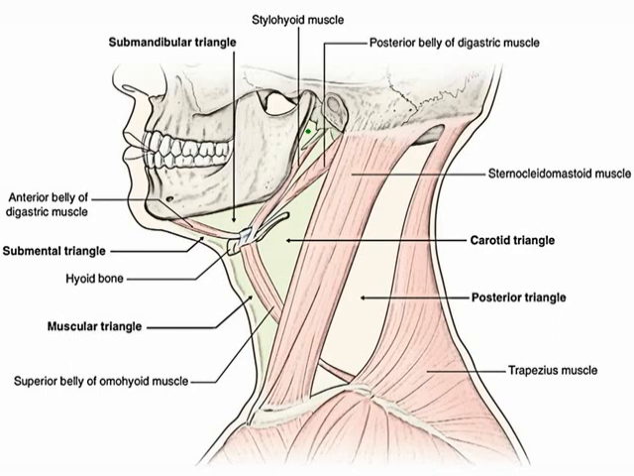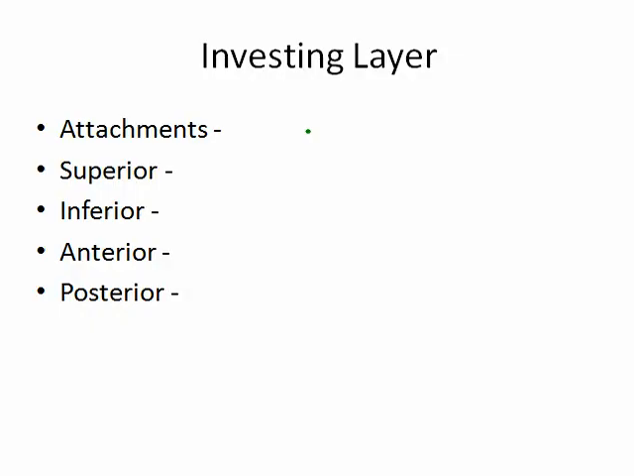And similarly, there is the omohyoid muscle. This is the superior belly and this is the inferior belly of the omohyoid muscle, and there is one fascial pulley over here, and this fascial pulley again is formed by the investing layer of the deep cervical fascia. So the investing layer forms two fascial pulleys as well. So this is all about the investing layer of the deep cervical fascia.